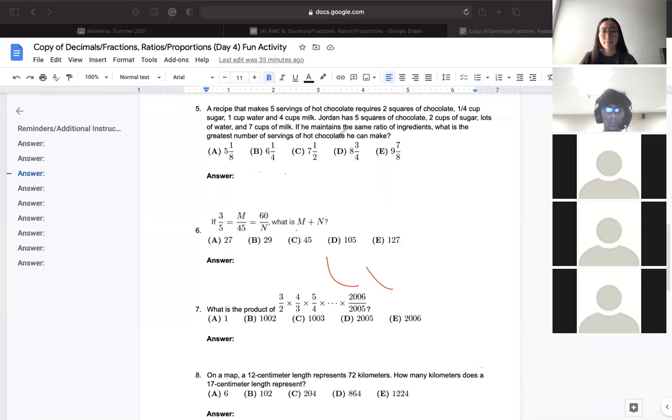So basically, the maximum amount of servings of hot chocolate he can make is going to be limited by the cups of milk, because we don't have that many cups of milk to keep the hot chocolate in the same ratio, right? So it's going to be 7/4. So the maximum amount of hot chocolate servings that we can make is going to be 7/4 times 5, and that's going to be 35/4, and that's going to be 8 3/4, I think, which is D.